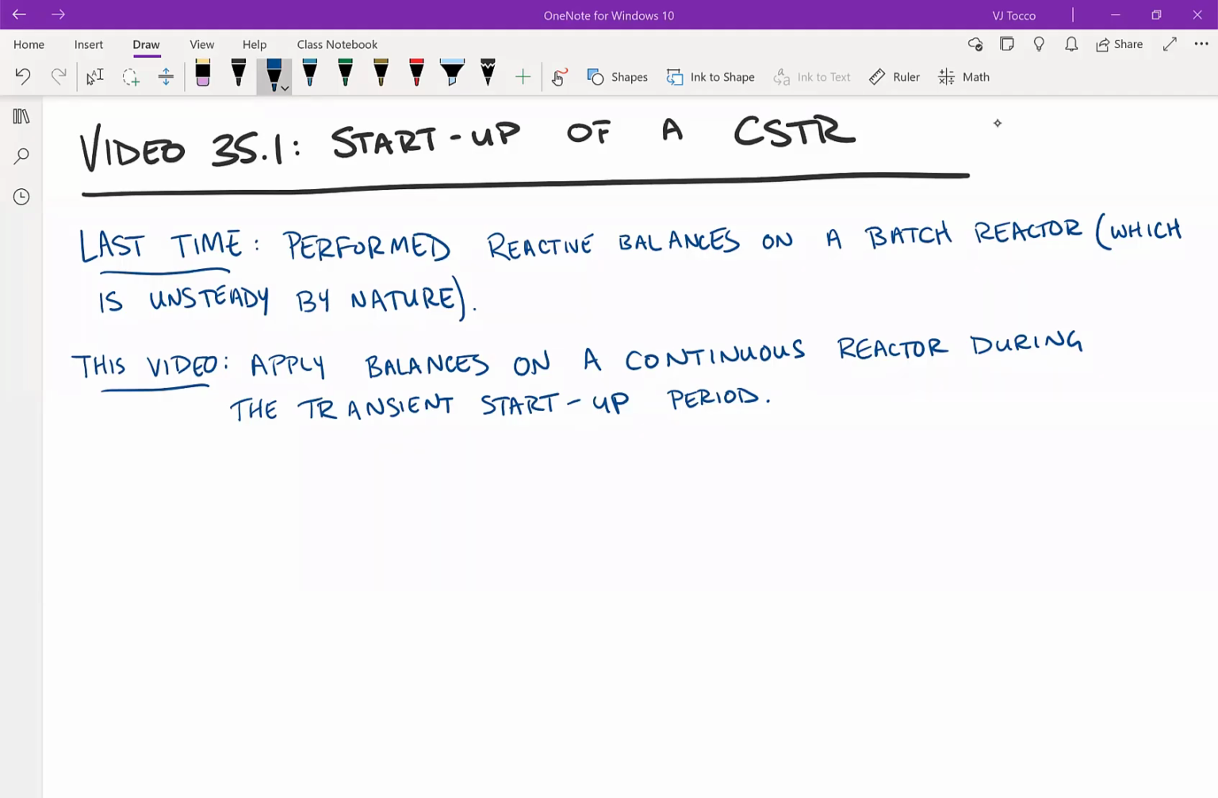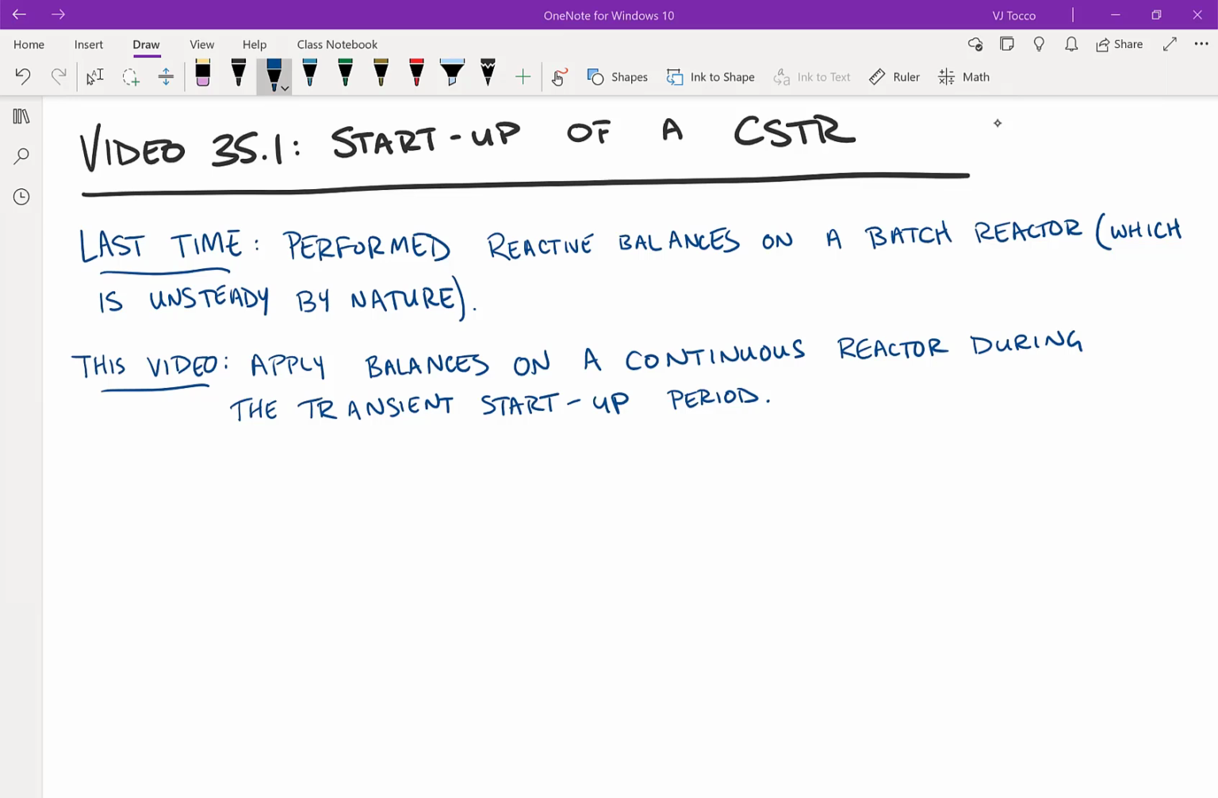Welcome back to Material and Energy Balances. In the last video, I showed you how to perform a reactive balance on a batch reactor. And because a batch reactor has no input or output, by its very nature, a batch reaction is an unsteady state situation. In this video, I'm going to extend those reactive material balances to a continuous reactor.